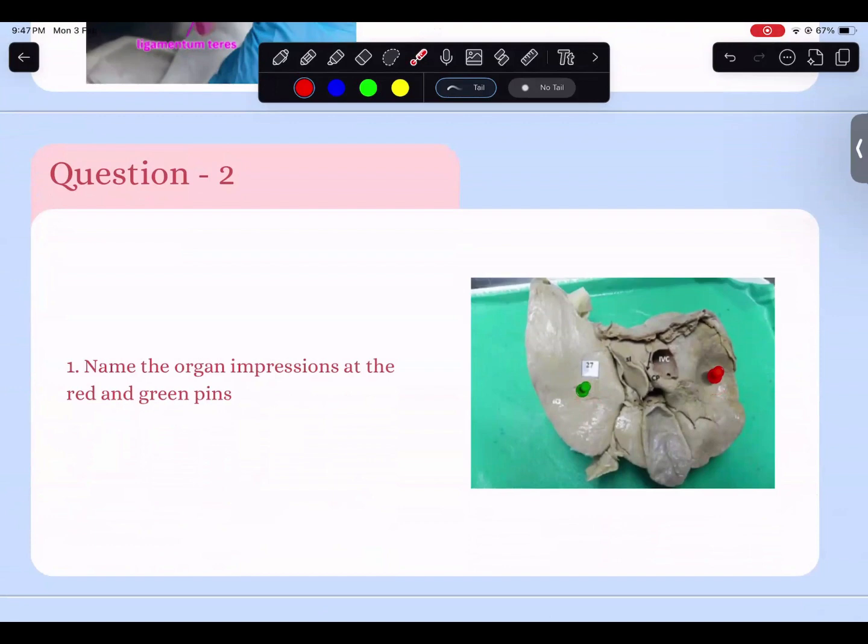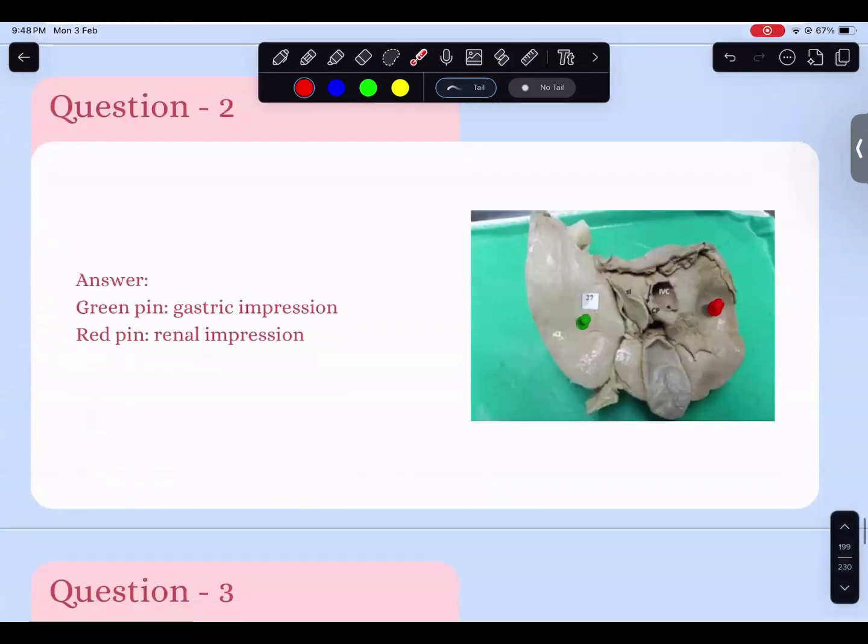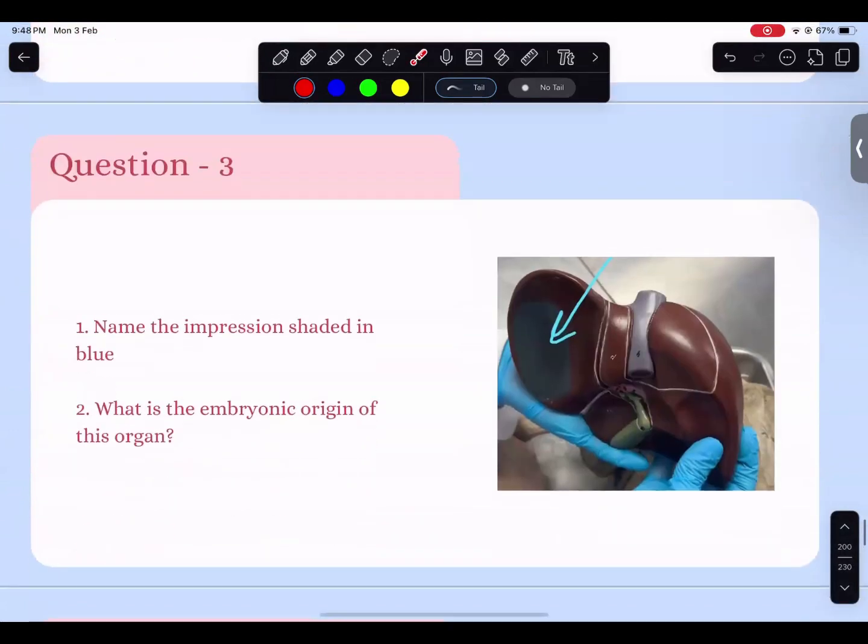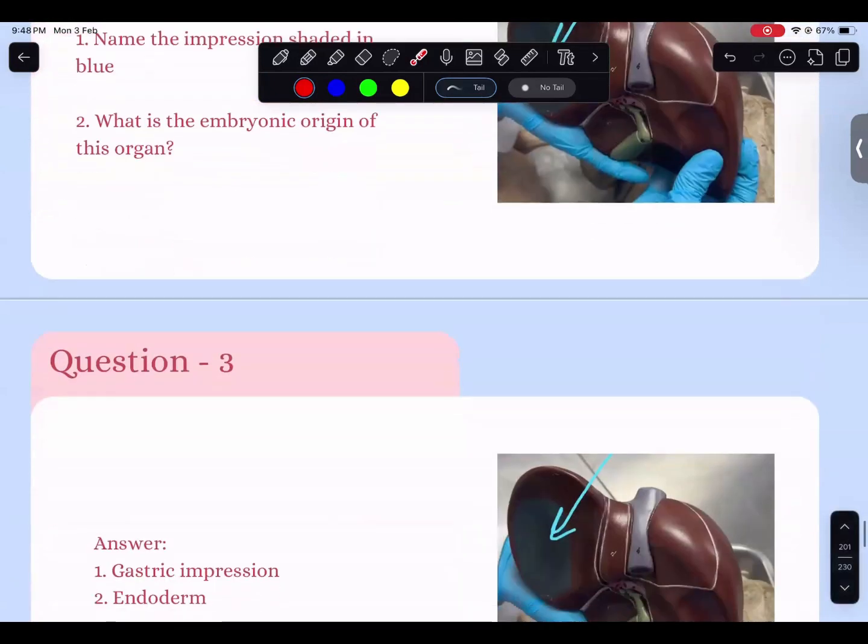Red is renal. Good job. Name the impression that's shaded in blue. What is the embryonic origin of this organ? What's the embryonic origin of the liver in general? Ectoderm, endoderm, mesoderm? Endoderm. Good job.